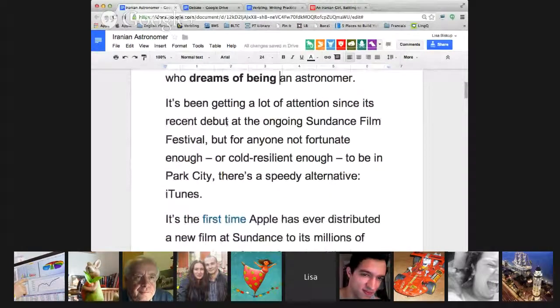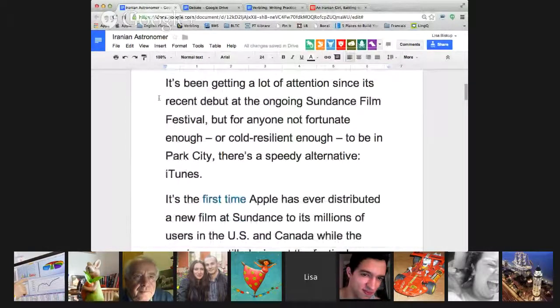It's been getting a lot of attention since its recent debut at the ongoing Sundance Film Festival. But for anyone not fortunate enough or cold resilient enough to be in Park City, there's a speedy alternative, iTunes.